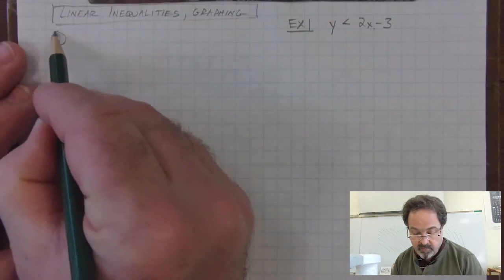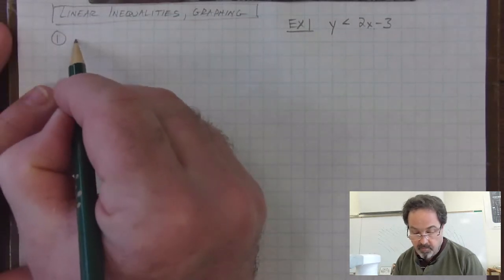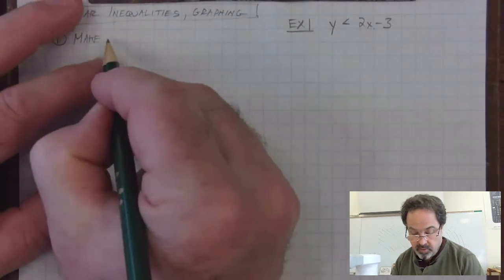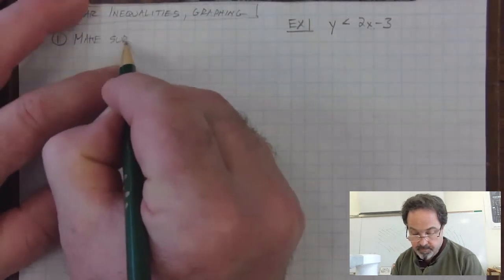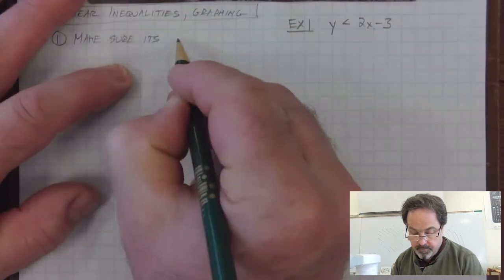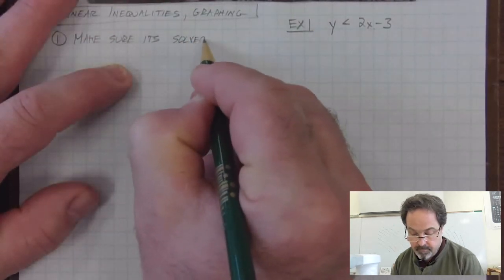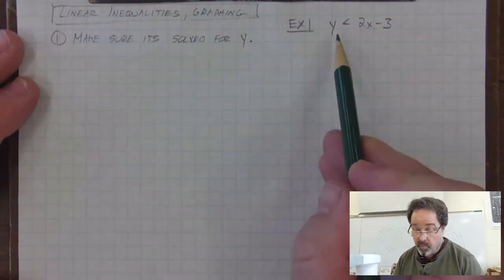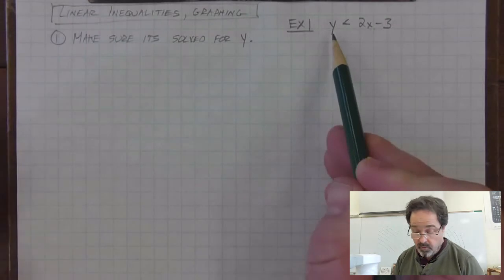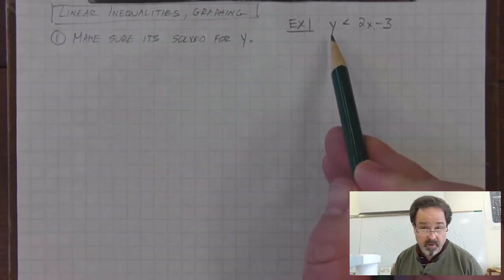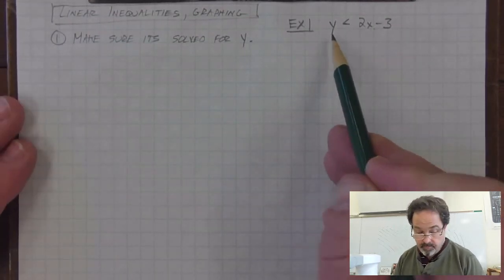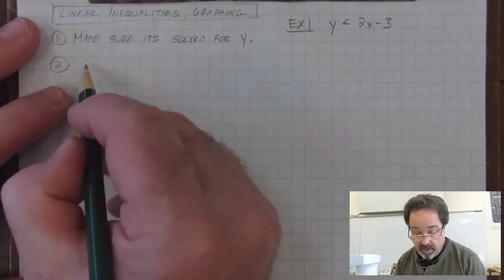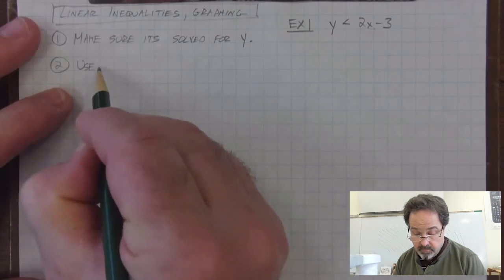We have a process that starts with step number 1. Make sure it's solved for y. Step number 1 is finished. Our inequality has y alone and positive on one side. So we can go to step 2. Use a t-table and treat it like an equation.